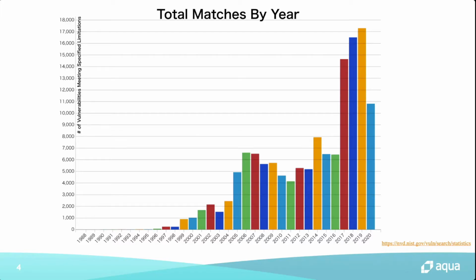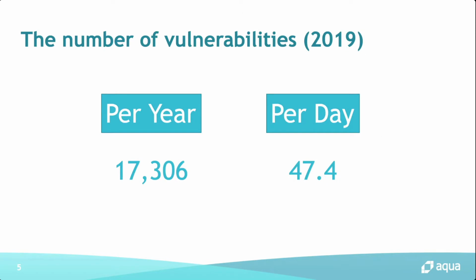This chart is from NVD, the National Vulnerability Database, basically listing all vulnerabilities assigned a CVE ID. In 2019, there were 17,000 vulnerabilities disclosed. As you can see, the number of vulnerabilities has increased year by year. In other words, about 47 vulnerabilities are reported a day.